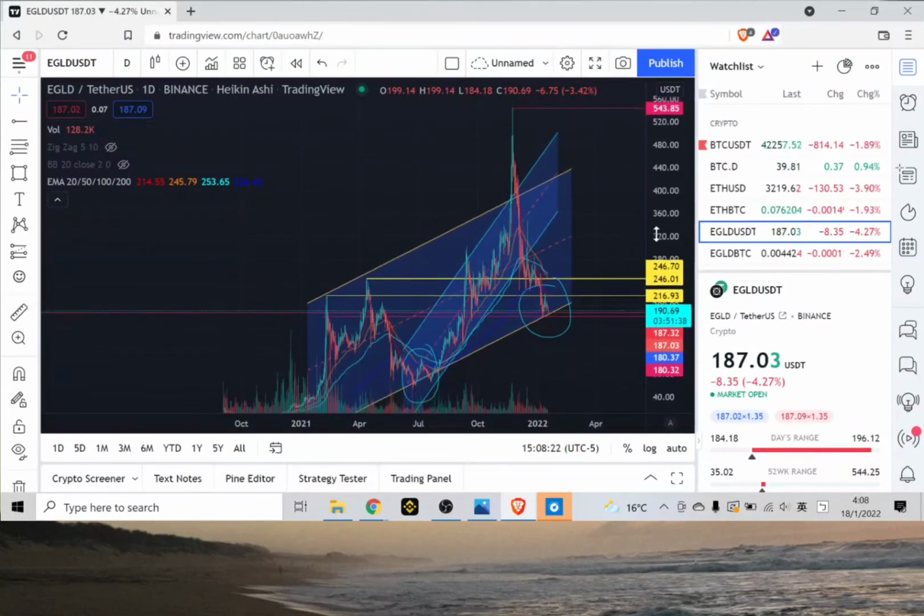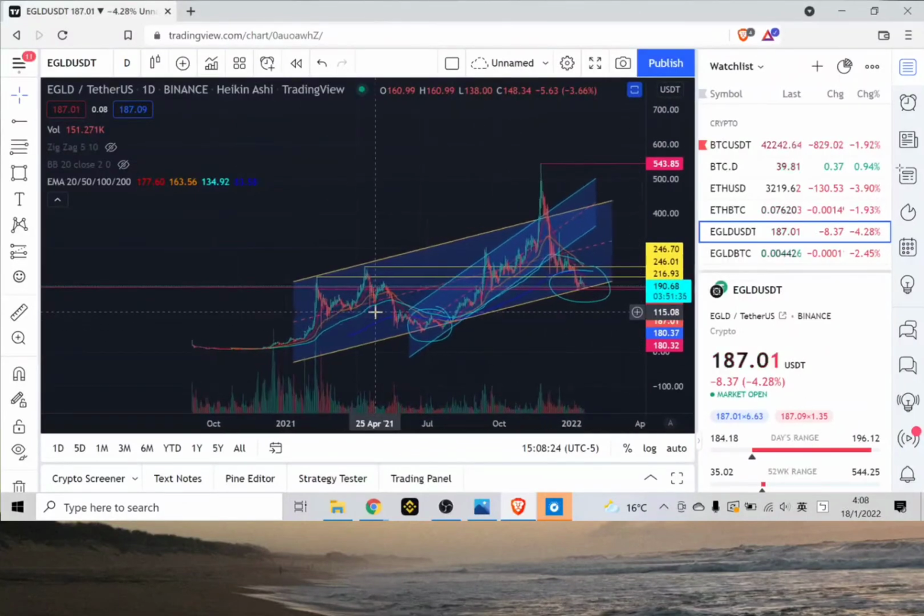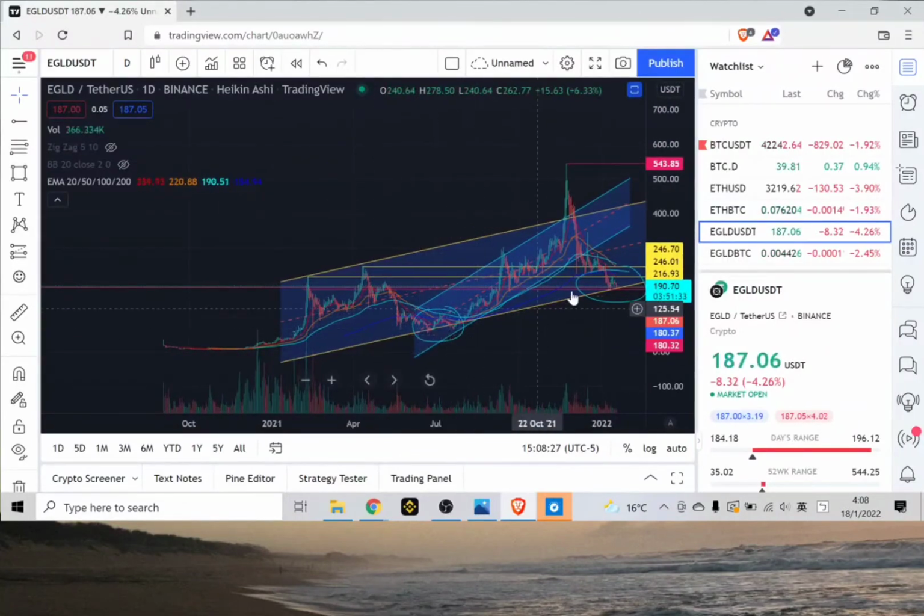So, I have also drawn these two circles here, because I think that we will be having a similar pattern. So right now we can see this channel, this pattern at the bottom of the channel, hit resistance and drop down and start the bullish channel that we had back in July of last year, and we started to rise. DEX came out and we hit the top of 540.